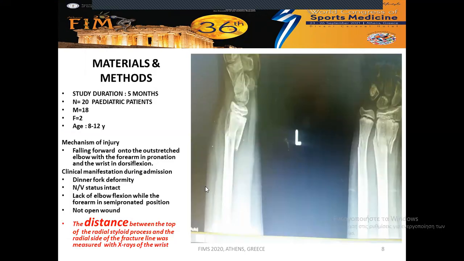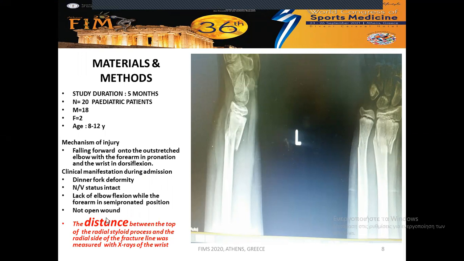In our research, we studied for about 5 months 20 pediatric patients, 18 males and 2 females, aged 8 to 12 years, after falling down with a mechanism of an outstretched elbow, with the forearm in pronation and the wrist in dorsiflexion. The most common clinical manifestation during admission was a dinner fork deformity; nerve and vascular status was intact, with a lack of elbow flexion while the forearm was in a semi-pronated position. It was not an open wound.